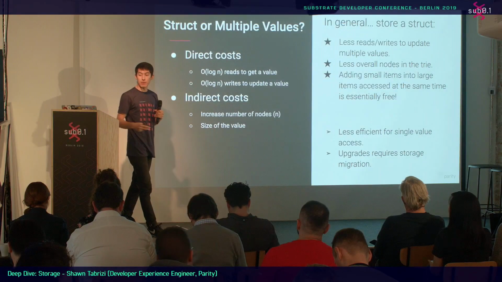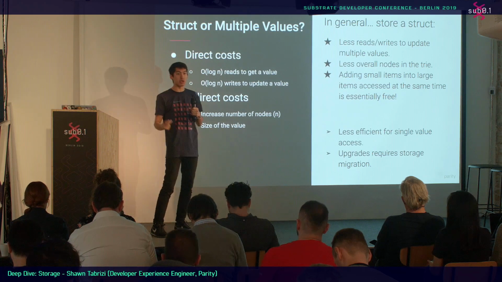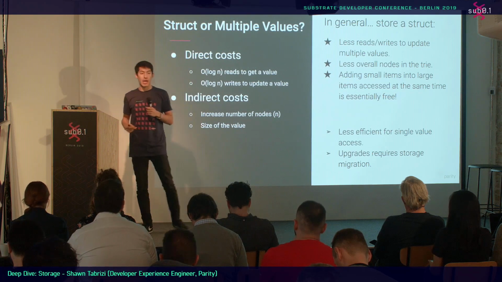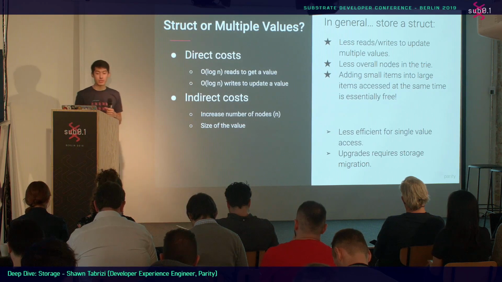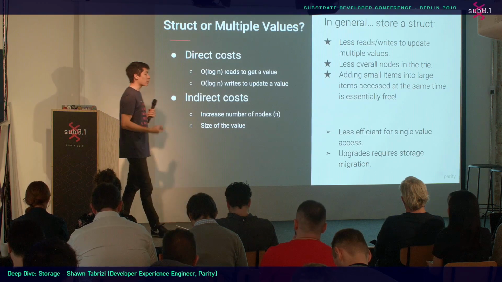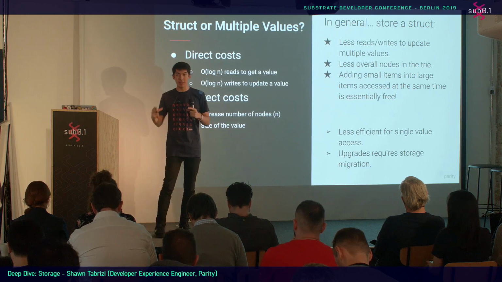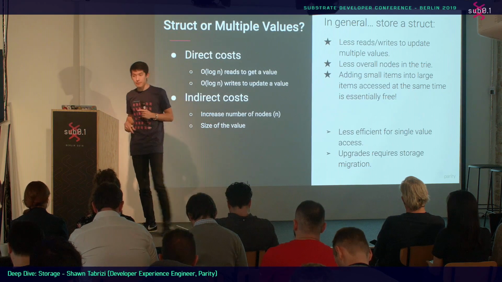There are direct costs of increasing the number of reads and writes to the overall tree when you add more nodes. Each one is O(log n), where n is the number of nodes in the tree. And there are indirect costs, like the size of the value. When you have a larger struct with a lot of data, it just takes longer to read that value.